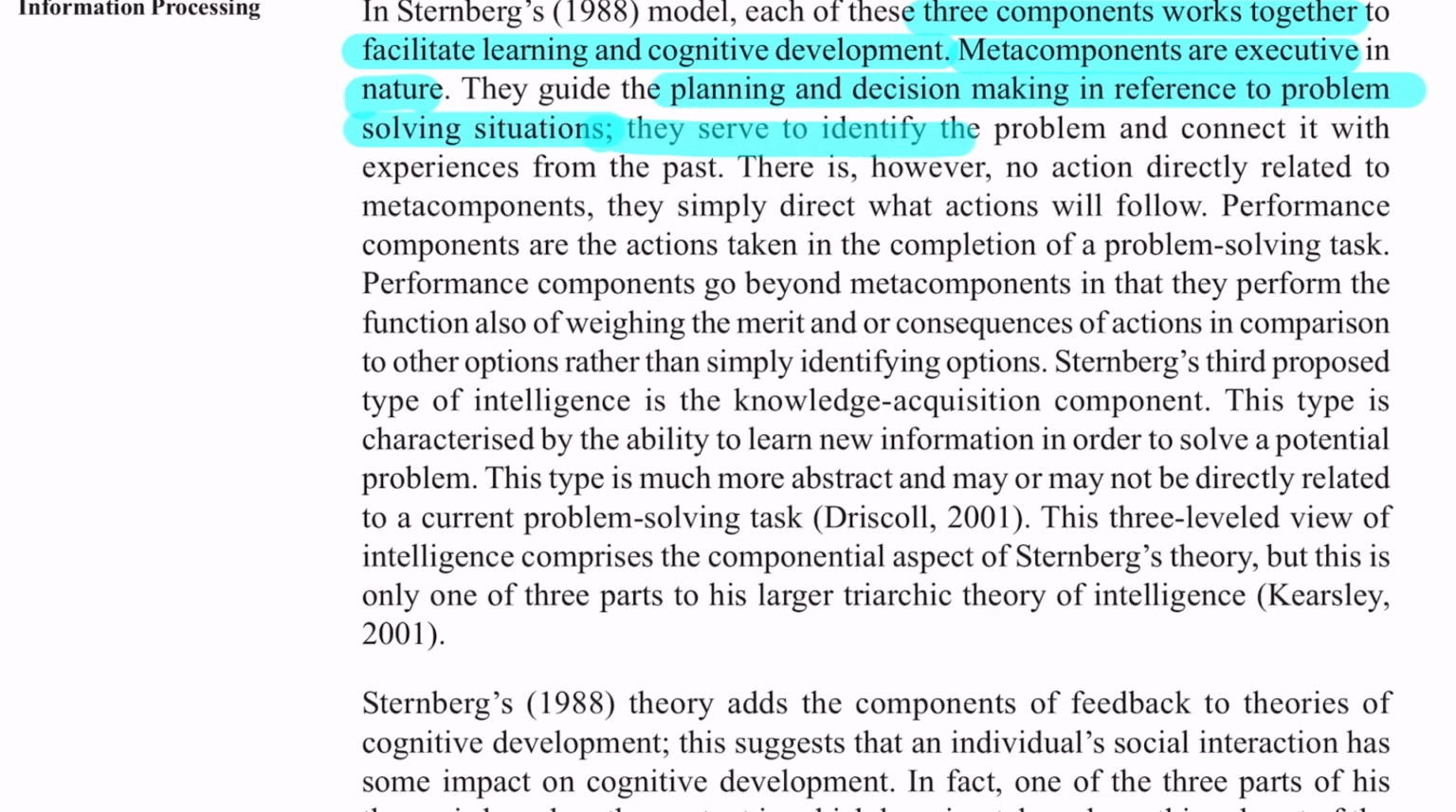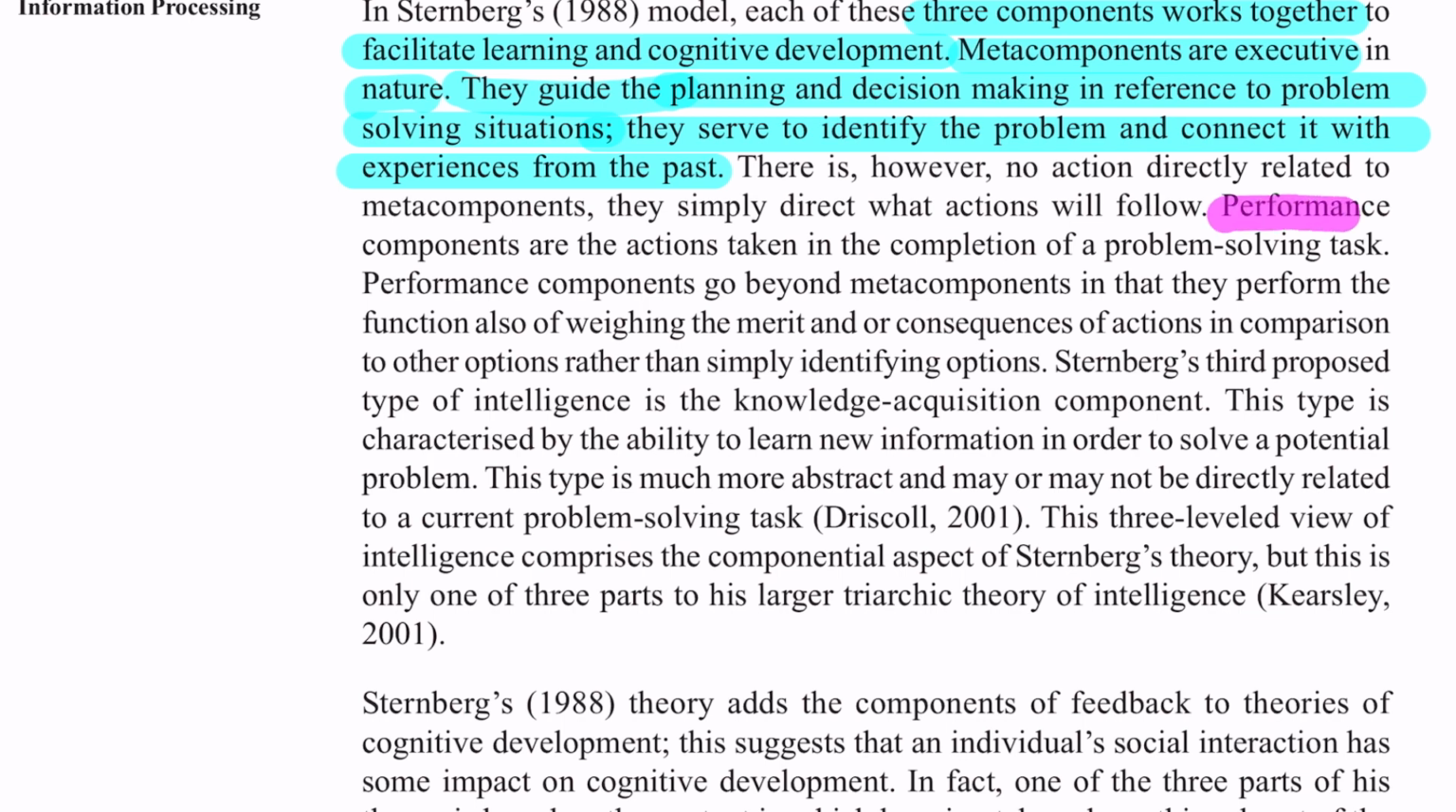They serve to identify the problem and connect it with experience from the past. So past, like what are your memories and all that, will be involved, and they take decisions and plan. There is, however, no action directly related to the meta component. They simply direct what actions will follow.